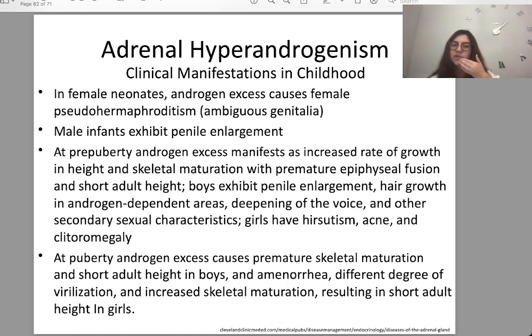At prepuberty, androgen excess manifests in increased rate of growth in height and skeletal maturation with premature epiphyseal fusion and short adult height. Boys exhibit penile enlargement, hair growth in androgen-dependent areas, deepening of the voice, and other secondary sexual characteristics. Girls have hirsutism, acne, and clitoromegaly. At puberty, androgen excess causes premature skeletal maturation and short adult height in boys. In girls, amenorrhea, different degrees of virilization, and increased skeletal maturation result in a short adult height.